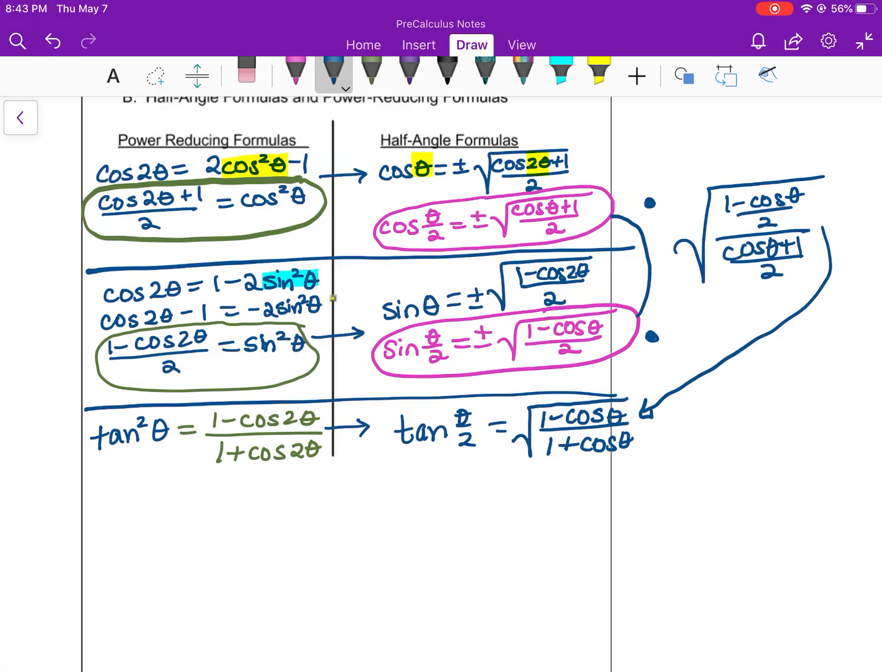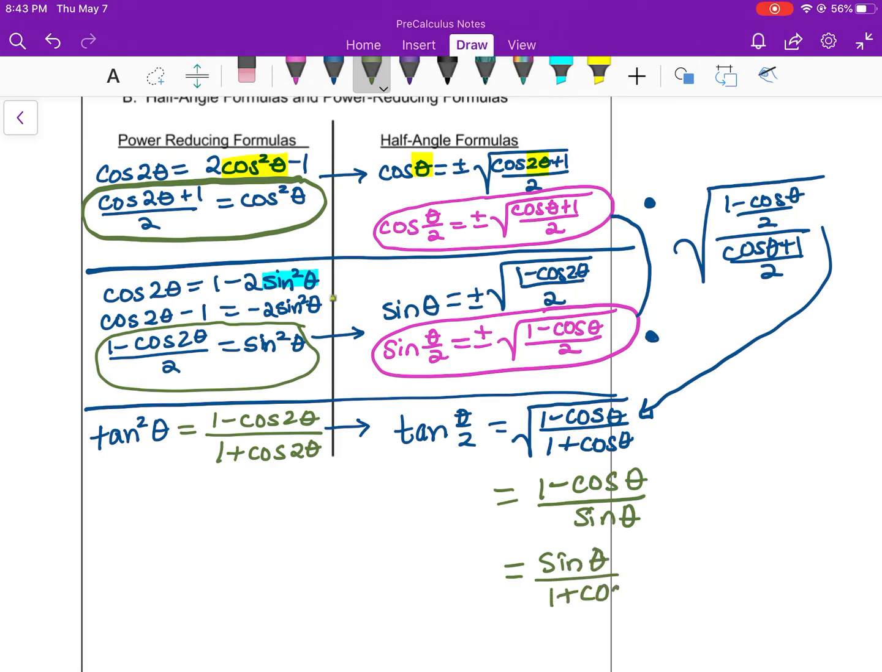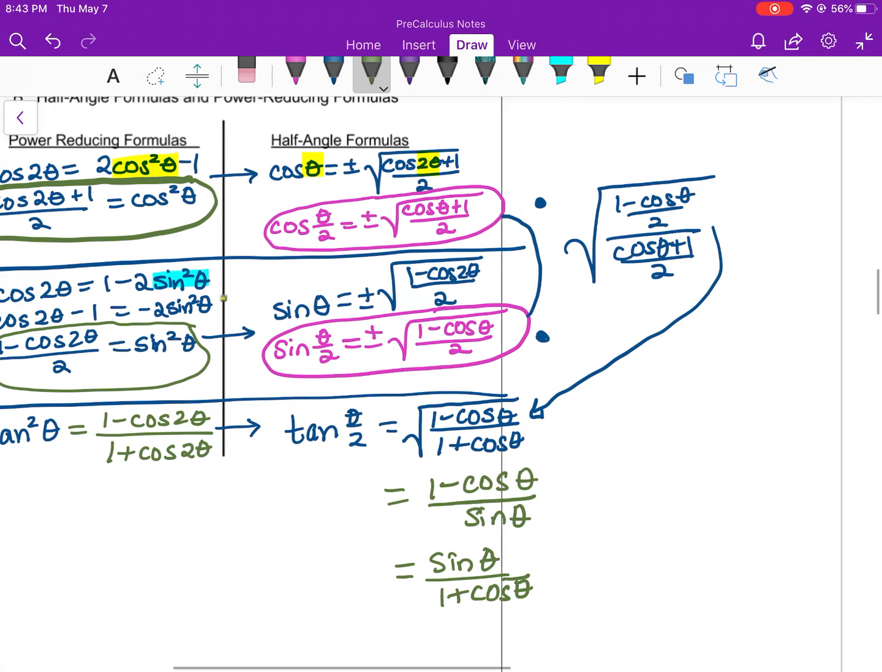Now, if you look on your handout, you'll see on your identity sheet that they have two other versions. So they have these two versions. All right, so basically you have three representations for tangent theta over 2. You have this first one under the radical that I have in blue, and then you have these other two in green. In order to get from here to here, or here to here, you have to multiply either the top or the bottom by its conjugate, and then reduce and simplify.